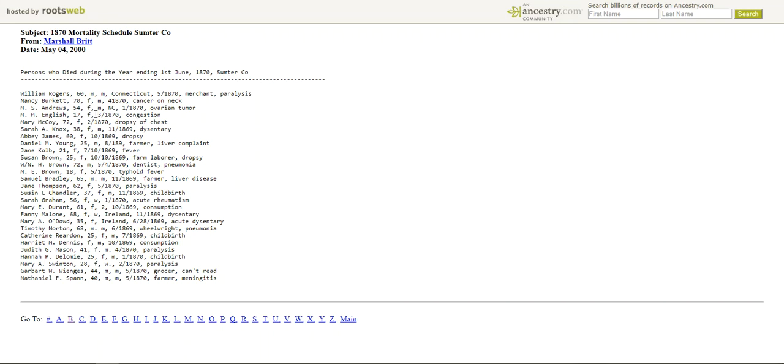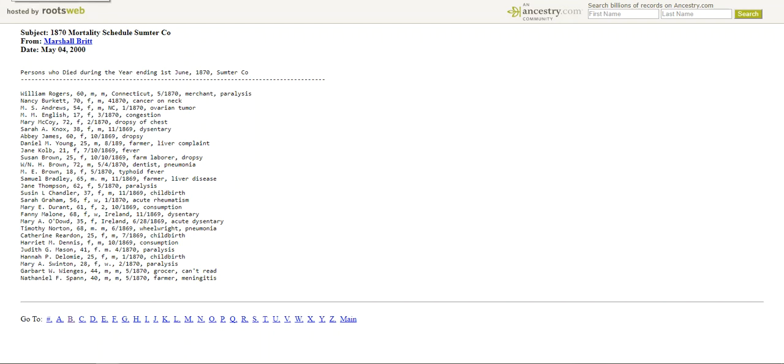So here we can look through and we can see several people that are listed here. They did have last names, they were not slaves. This says the first one, William Rogers. He was 60. He was male. He was married. He was born in Connecticut, he was a merchant and he died of paralysis. Very interesting to go through and to see how these people passed away. We have dysentery, dropsy, ovarian tumor, cancer on the neck. Susan Chandler, she passed away during childbirth.